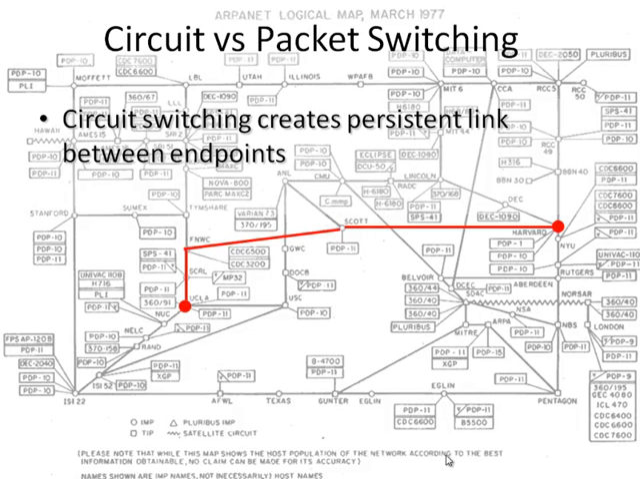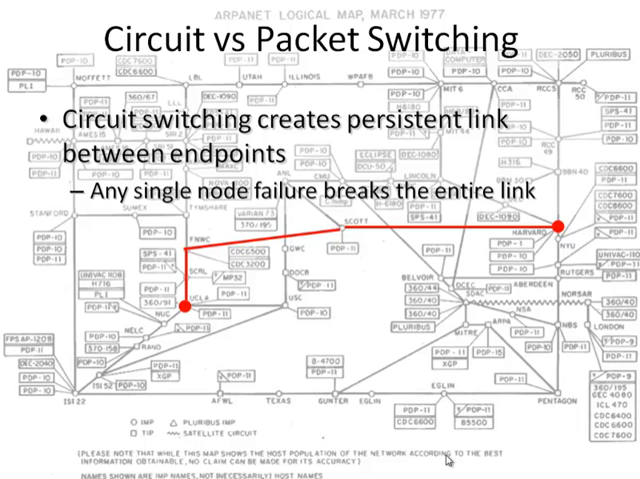ARPANET used a system known as packet switching. To explain packet switching, let's first look at what the alternative was, which is circuit switching. Circuit switching is how telephone networks worked. Essentially, when you dialed a number, the network would then create a persistent link from your telephone to the recipient telephone. And for the duration of your call, that one persistent link would be used. If there was a failure in the system, the connection would be broken and the call would fail. So any single node failure breaks the entire link. So for example, if there was a failure at Scottsdale here, then this connection would break.